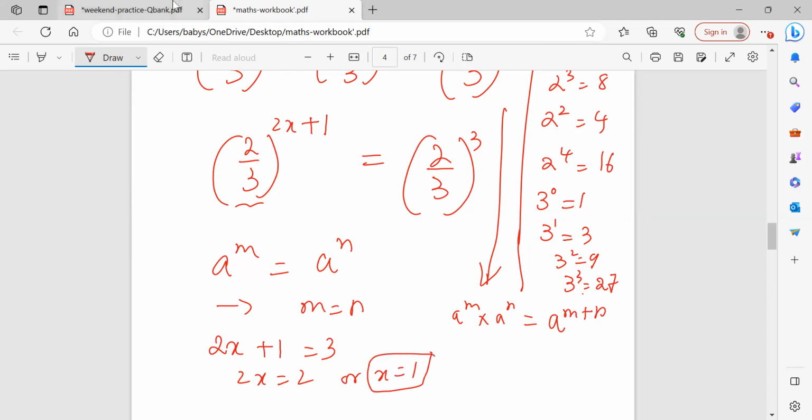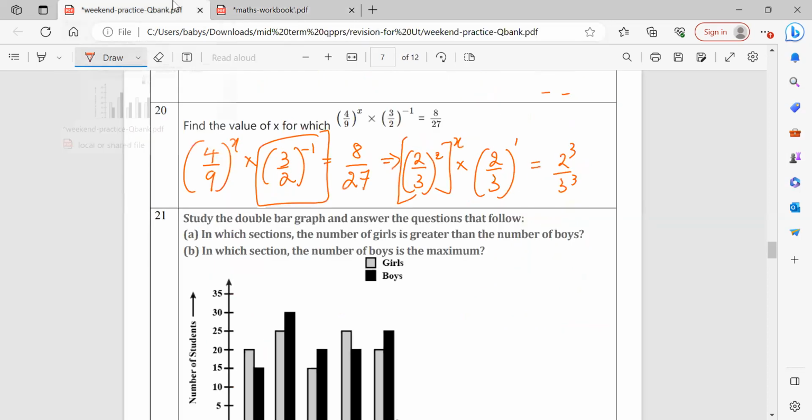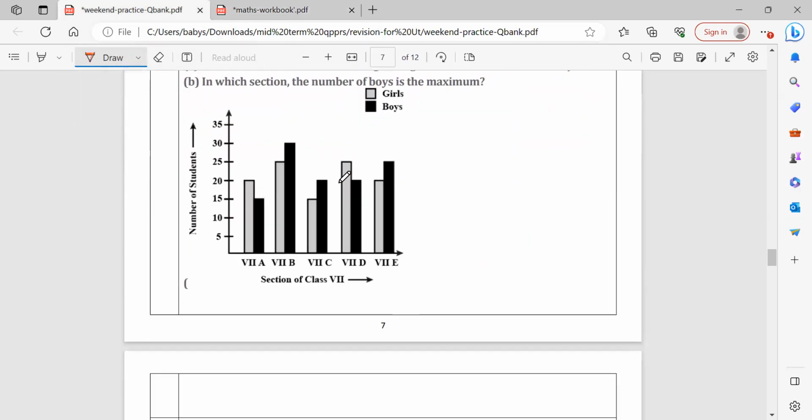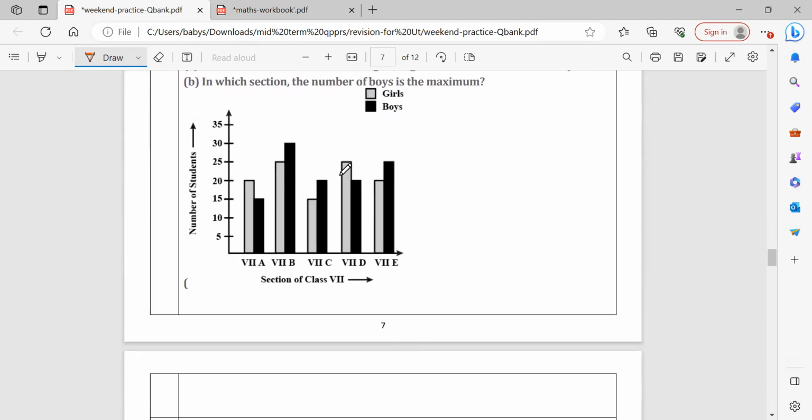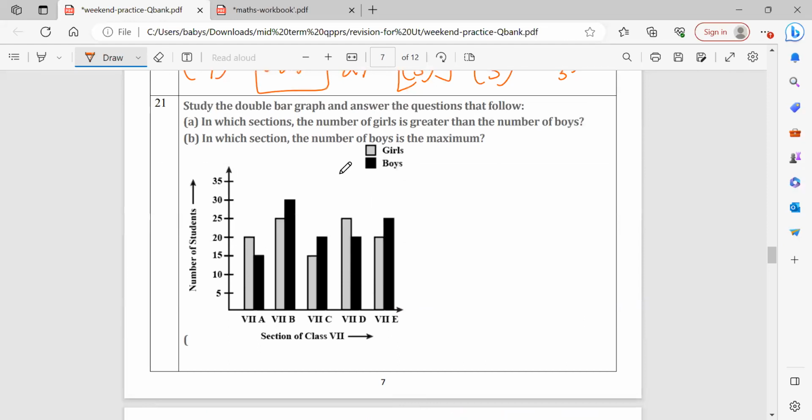So you can get a similar type of sum where we are testing your knowledge of this. Okay, now look at this. Study the bar graph and answer the questions that follow. First one: in which sections is the number of girls greater than the number of boys?